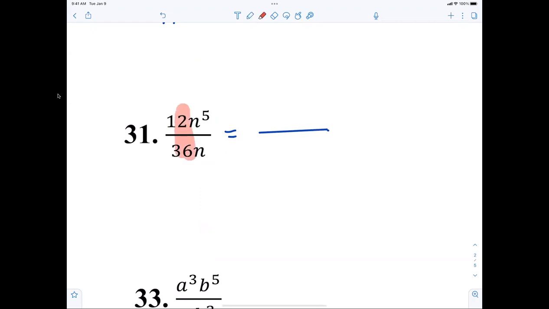Is it the number 3 as in 3, or is it the number 1/3? Because it's a fraction. Yeah, it's a fraction. 12 over 36 reduces to 1/3. Don't lose sight of the fact that you have to treat the numbers the way you've always treated the numbers. 12 over 36 reduces to 1/3.